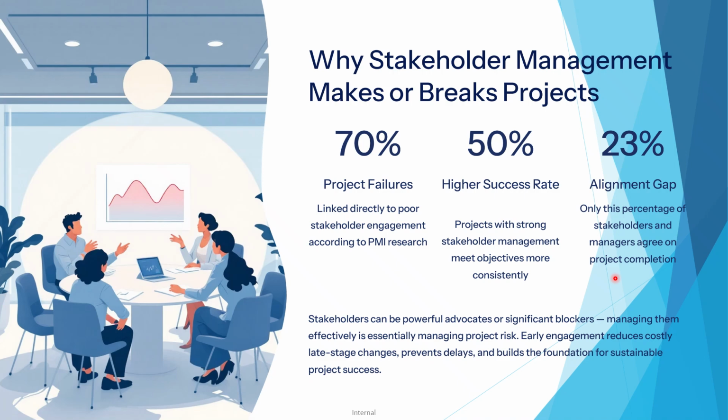If there is poor stakeholder engagement, according to PMI research, there is a 70% chance the project will fail. But projects with strong stakeholder management meet objectives more consistently, so there is a higher chance of success. Stakeholders can be powerful advocates or silent blockers. Managing them effectively is essential in managing project risk. Early engagement reduces costly late-stage changes, prevents delays, and builds the foundation for sustainable project success.